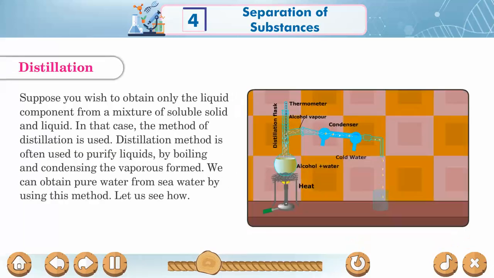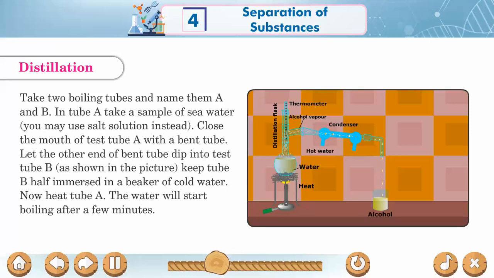Distillation. Suppose you wish to obtain only the liquid component from a mixture of soluble solid and liquid. In that case, the method of distillation is used. Distillation method is often used to purify liquids by boiling and condensing the vapors formed. We can obtain pure water from seawater by using this method. Let us see how. Take 2 boiling tubes and name them A and B. In tube A, take a sample of seawater. You may use salt solution instead.